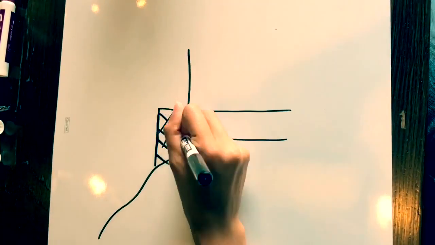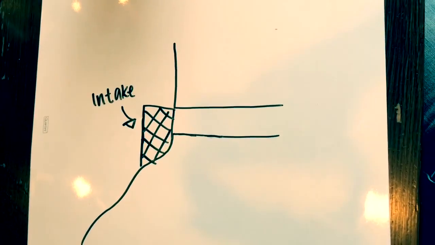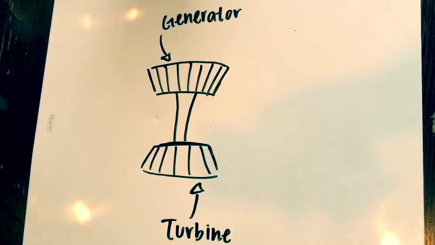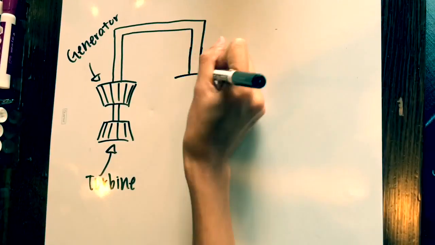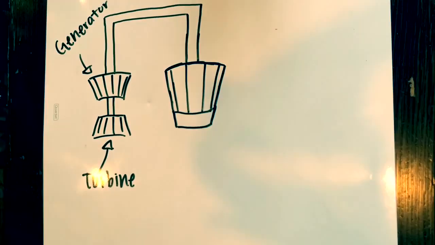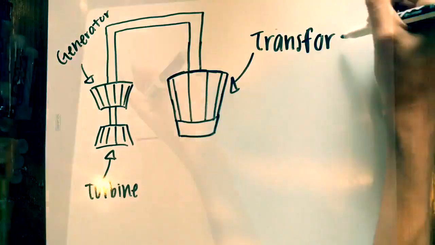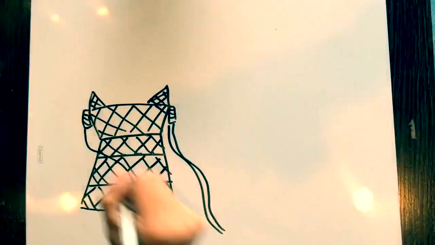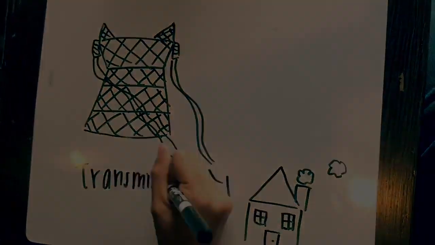Component number 2 is the intake. It is the gate on the dam that allows the water into the penstock. The turbine uses the force of falling water to turn the blades. Component number 4, the transformer, converts the current from the generator into more usable voltage. Lastly, the transmission lines conduct electricity from the plant for distribution.